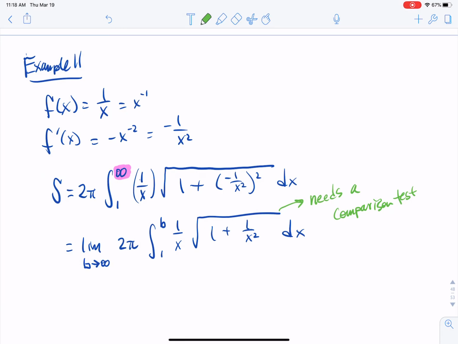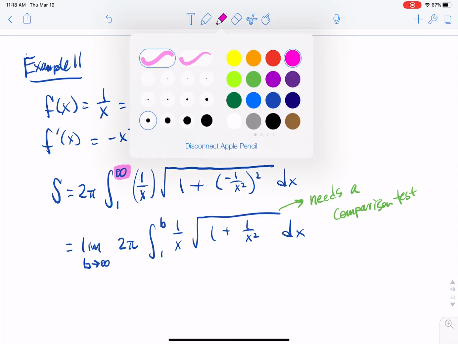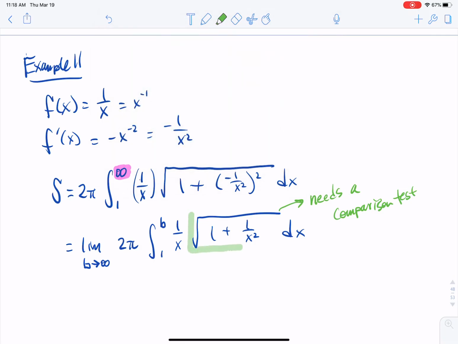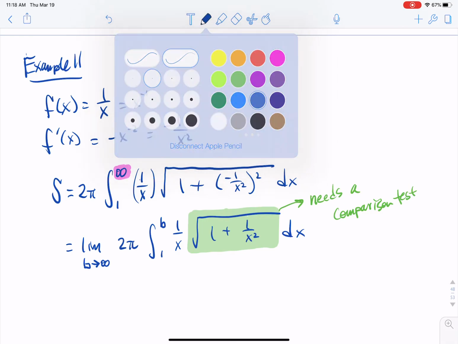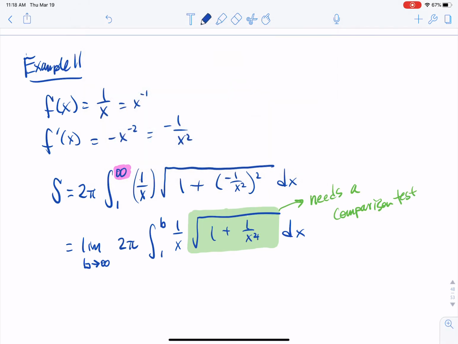We want to compare this to something that we already know either converges or diverges. And the secret lies right here in this piece. I just noticed now that I rewrote that incorrectly. Nobody spoke up. This should have been a 4, but I can fix it perfectly. It's as if it was never wrong, right? Because we squared the square, so it should have been a 4.